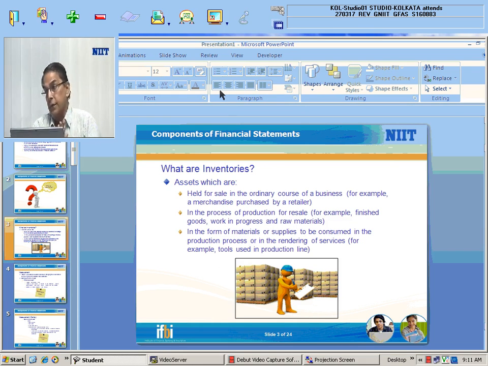In IFRS, International Financial Reporting Standards, inventories are covered under IAS 2, International Accounting Standard 2. In US GAAP, it is covered under ASC 330. The key differences between IAS 2 and ASC 330 we will be discussing towards the end of the session.